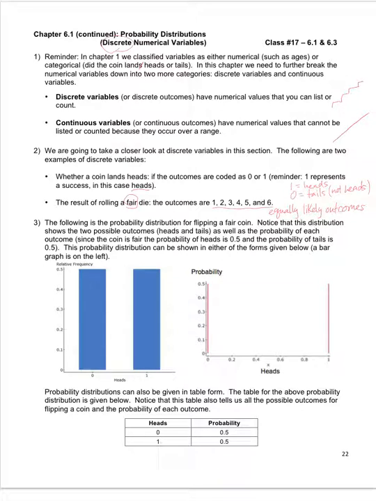This probability distribution can be shown in either of the forms given below. We've got the bar graph here on the left, so notice that it's labeled with relative frequency. And the probability of getting heads equal to 0, which is another way of saying tails, is 0.5. And the probability of getting heads is also 0.5. Right, so that's our bar graph. That's one way to display this probability distribution.